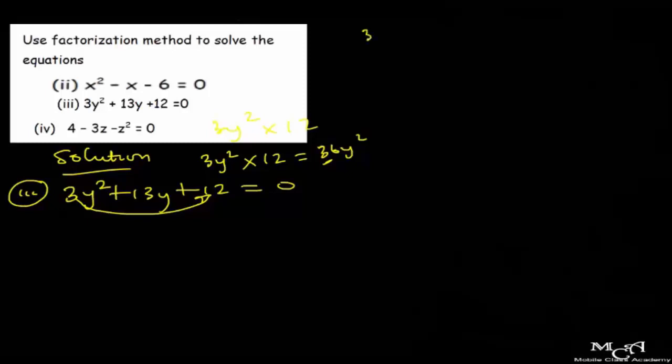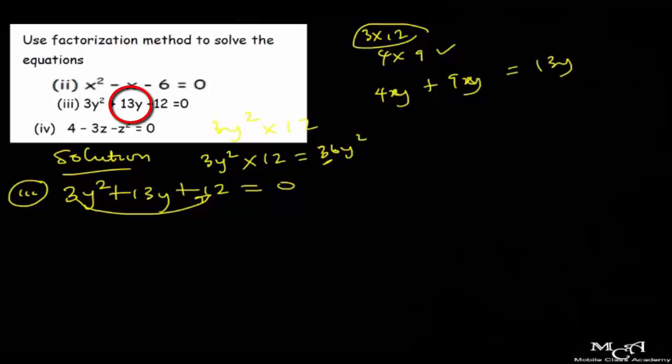3 times 12 is 36. And we know that 4 times 9 is 36. But this is not going to work. So we need to use this. If I take this as 4y and this as 9y, it will definitely give me 13y, which we have here.